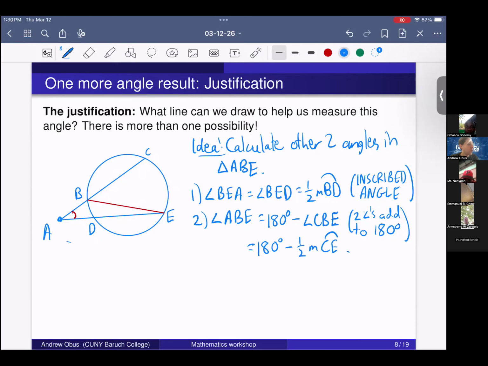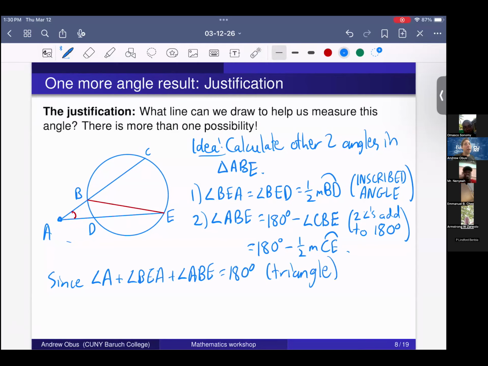Okay, so we're in a triangle. One of the angles is 1/2 the measure of arc BD. The other angle is 180 degrees minus 1/2 of the measure of the arc CE. So now we can say that angle A plus angle BEA plus angle ABE equals 180 degrees, because it's a triangle. This is a triangle.